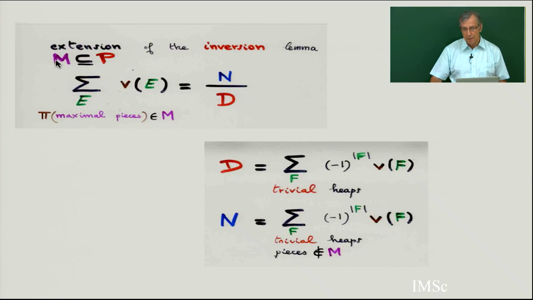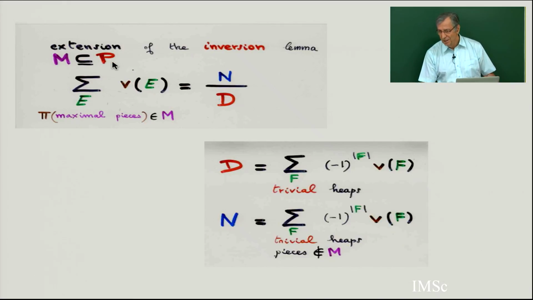So M can be anything. If you put M equal to P, then you get back the 1 over D. But if you take M any subset of the basic pieces, then the generating function is going to be rational. If everything is finite, it will be rational, but in general it can be an infinite power series. So it will be the ratio of two power series, a numerator N divided by a denominator D. D is exactly the same as before. There is no change. It's the alternating sum of weighted trivial heaps.